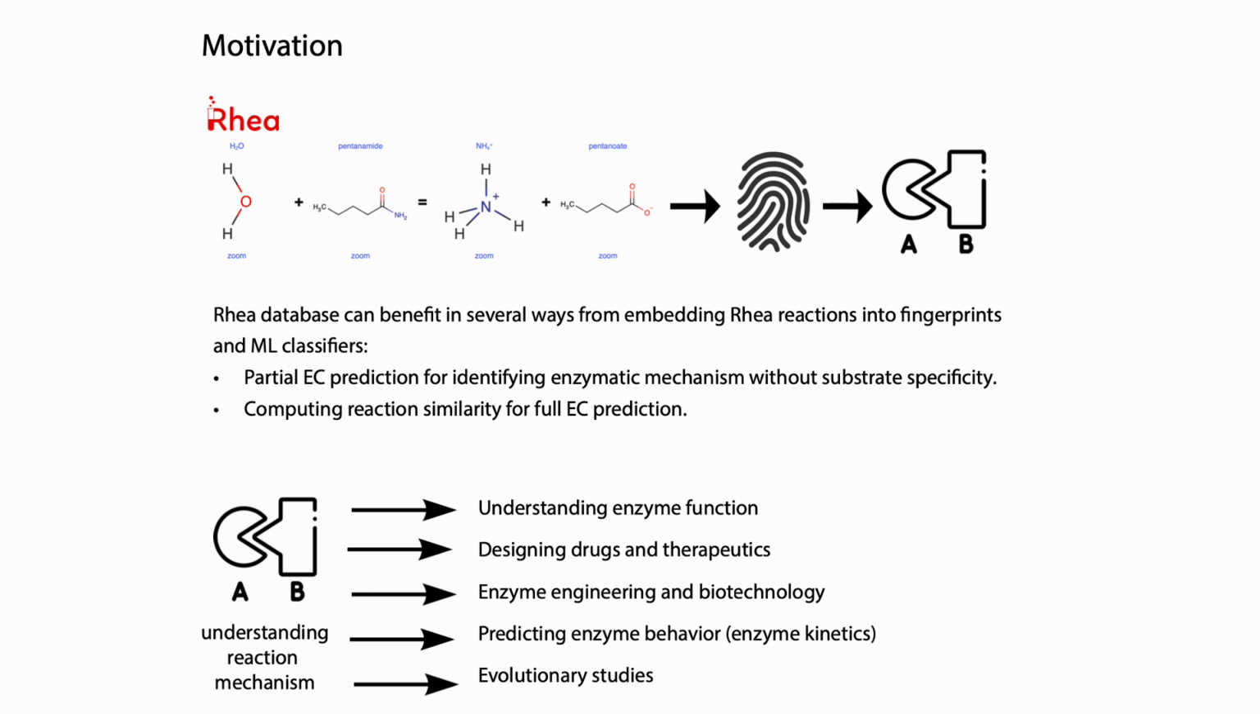In this poster, I will focus on predicting the reaction mechanisms that can be represented with a partial EC number, for example 1.1.1. Understanding the reaction mechanism can be useful for understanding the enzyme function, designing drugs and therapeutics, enzyme engineering and biotechnology, predicting enzyme behavior, for example kinetics, and evolutionary studies.